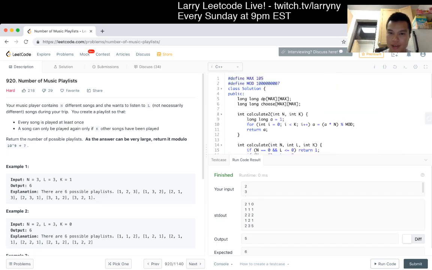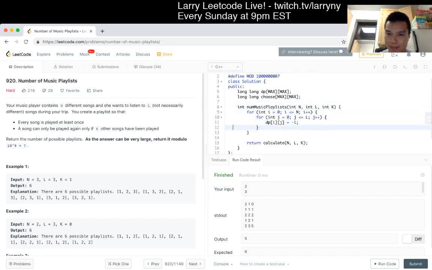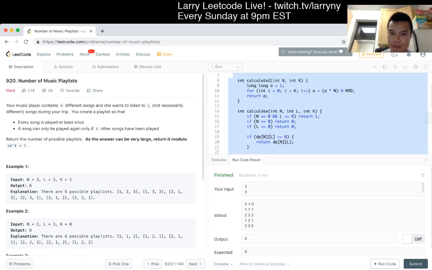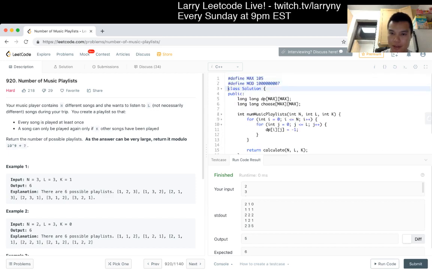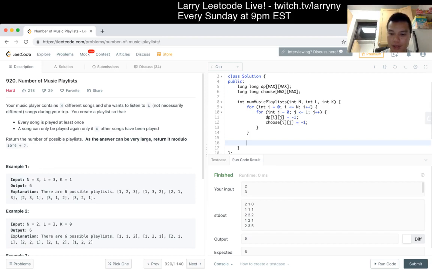I'll just erase this. I could rewrite it later after I've formulated. Maybe I'll put it in a notepad just in case I need to copy paste it later. Actually, okay. How do we do it?